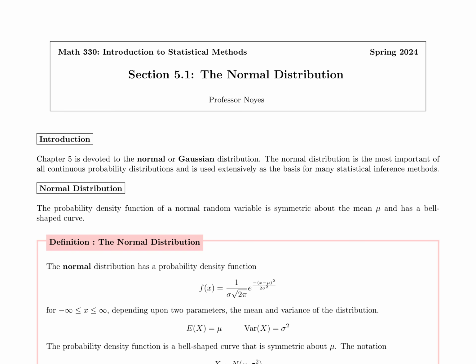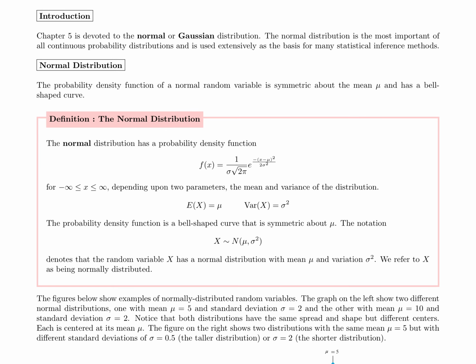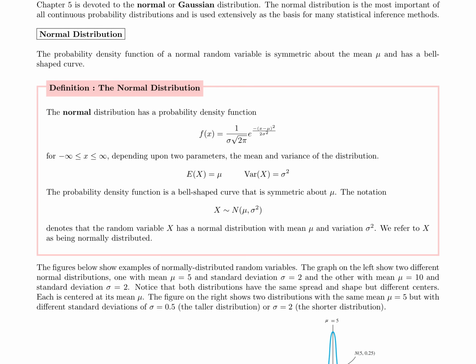The probability density function of a normal random variable is symmetric about the mean, mu. Remember, mean is our expected value, and it has a bell-shaped curve. We'll see a picture of it momentarily below.